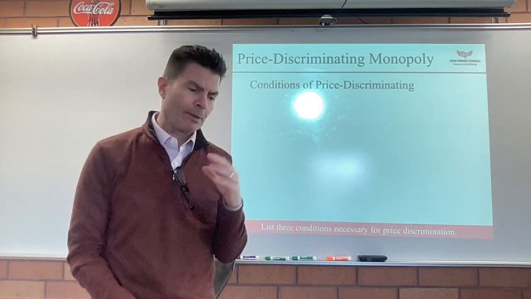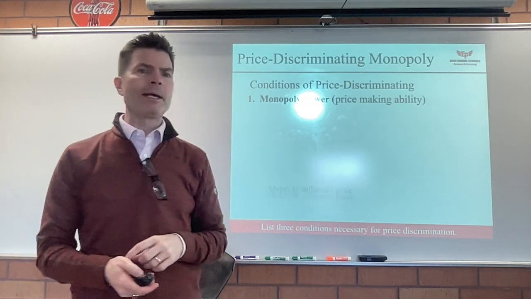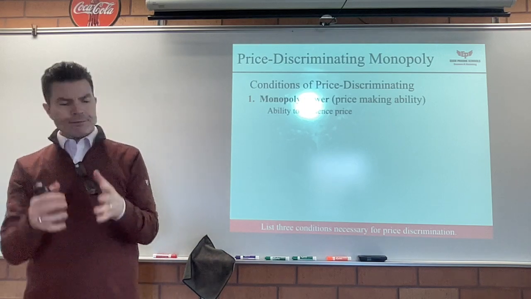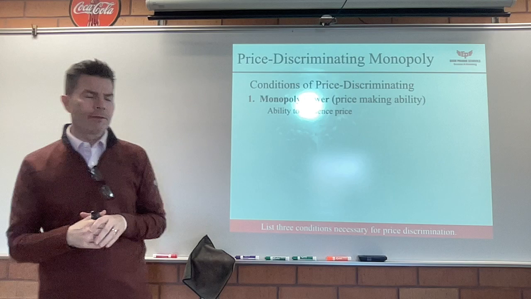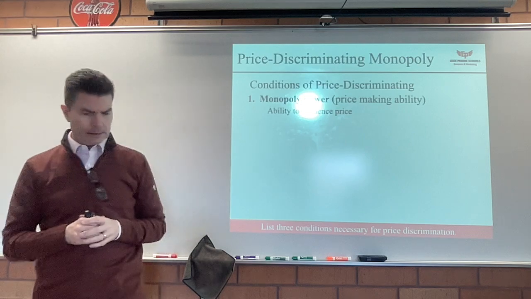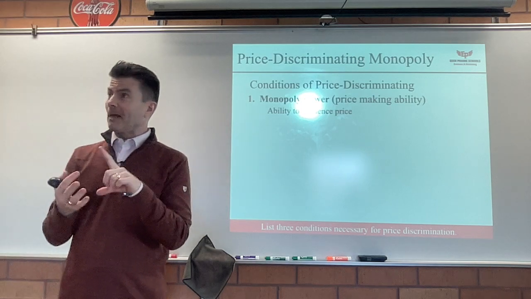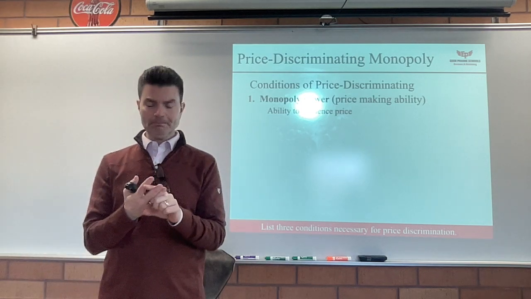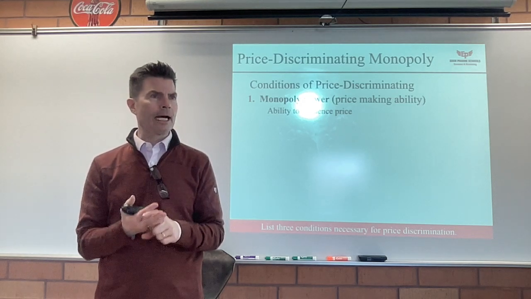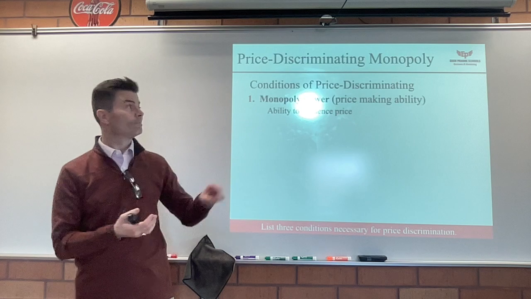So in order for a business to be considered a price discriminating firm, 1, they have to have monopoly power, which means they have the ability to influence price. They have to have monopoly power. And this is not meant to be a trick question. I'll pause while you jot that down. You have to have monopoly power. You have to have price-making ability. Not meant to be a trick question, but why? Why can a perfectly competitive industry not have a price discriminating firm? According to that right there.